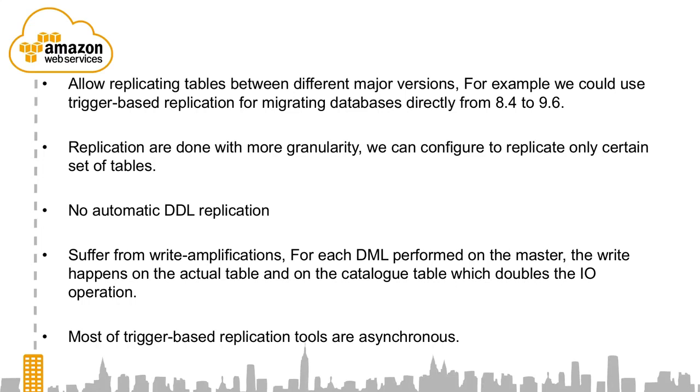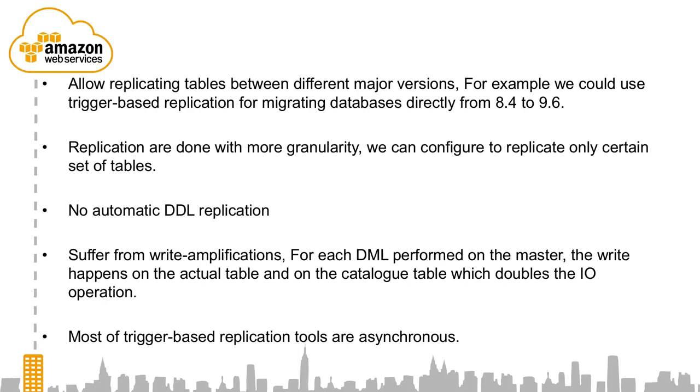Following are some points to notice about trigger-based replication. Trigger-based replication allows us to migrate the database between major versions. For example, if your database is running on 8.4 and you want to migrate to 9.6, trigger-based replication is the only solution right now. You could migrate it from 8.4 to 9.6. And replication is done with more granularity within trigger-based replication. We can configure to replicate only a certain set of tables to the target database, and you can also have some set of tables replicating to another set of databases. So there's more fine tuning you can do with trigger-based replication.